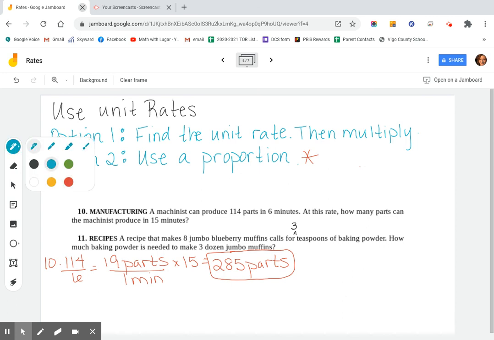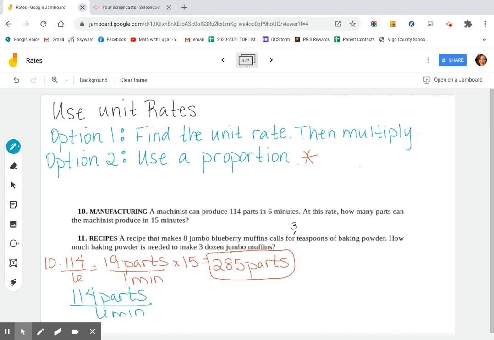We switch colors so you can see it a little bit better. I'm going to take that first piece of information and just write it as a fraction. And it doesn't really matter which one you choose to put on top. You can do 114 parts over 6 minutes or 6 minutes over 114 parts. Because of how this works out, that order isn't going to affect it. I'm going to put 114 parts over 6 minutes.